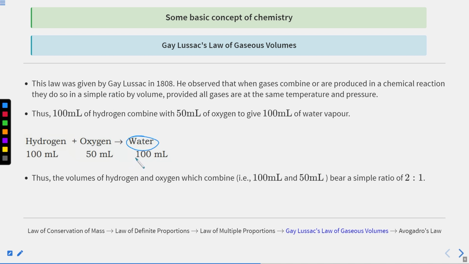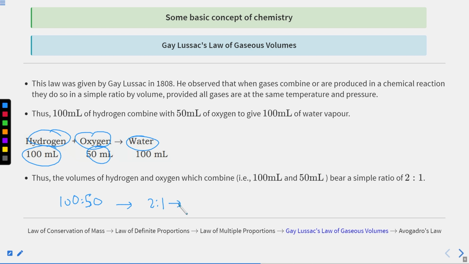Now according to Gay-Lussac's law, during a chemical reaction, if two gases are combining to form a product, then they will combine in a simple ratio by volume, right? So here we are taking 100 ml of hydrogen and 50 ml of oxygen to give 100 ml of water. In this reaction, you can see that the ratio of the volumes of these two reactants is again a simple whole number ratio. So 100 is to 50, that would give us 2 is to 1.